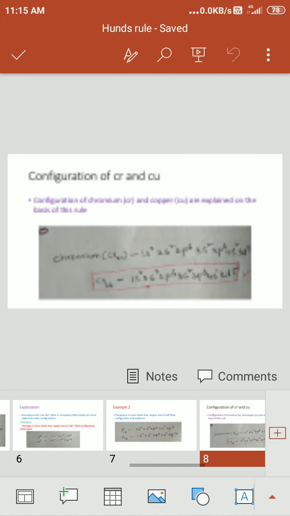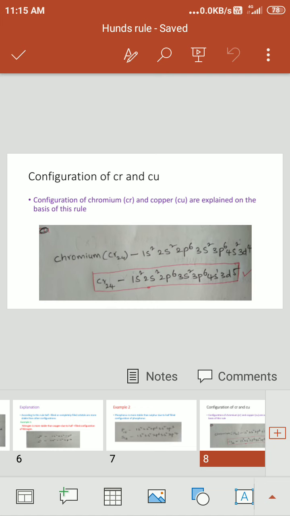And next, by using this rule, we can also explain the electronic configuration of chromium and copper. These two elements have anomalous configurations. Why? Because to attain a stable configuration, the valence electrons present in chromium undergo excitation. For example, chromium, symbol Cr, atomic number 24. Chromium has 24 electrons. The general configuration is 1s2, 2s2, 2p6, 3s2, 3p6, 4s2, 3d4. So this is the general configuration of chromium.